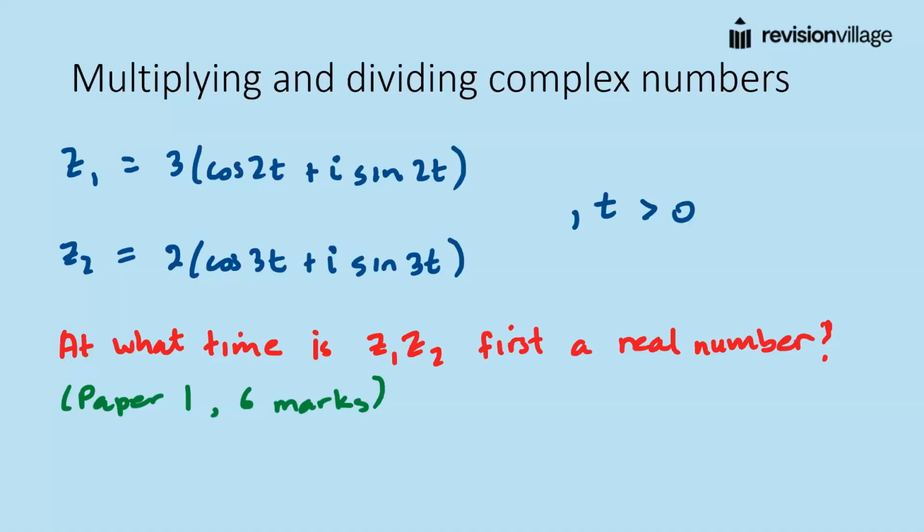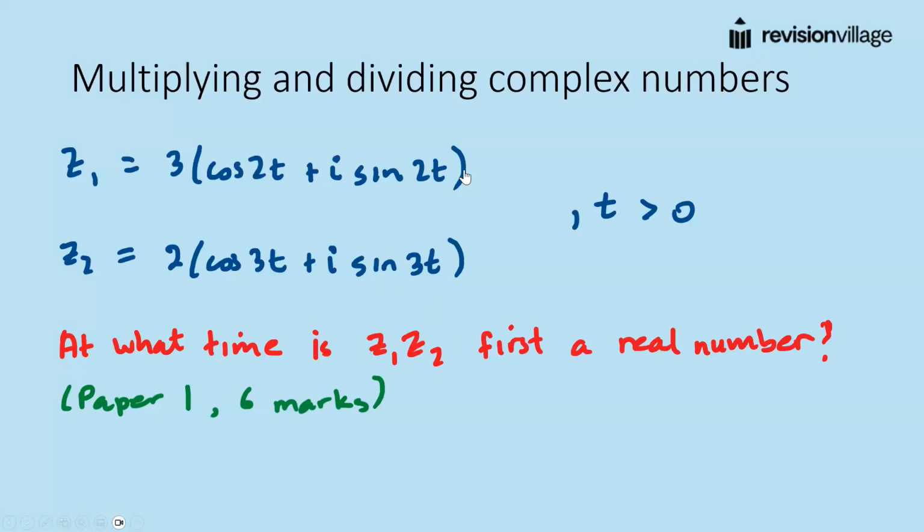So you would be expected to convert this to Euler form and then interpret what it means when they are first a real number. What does that actually mean? And how do I find that and give an answer in terms of t? So there's a few parts to this question that would make it a good paper 1 6-mark question. The first thing you would see when you saw this question would be we need an expression for z1 times z2.